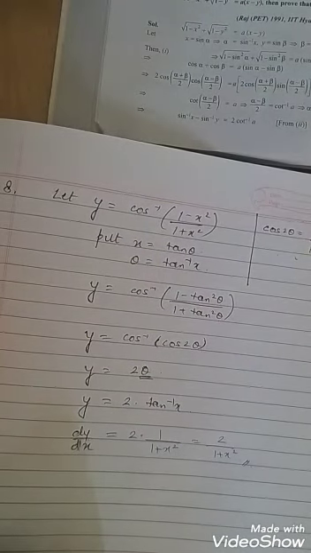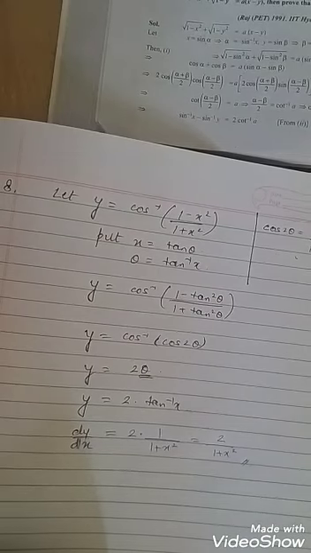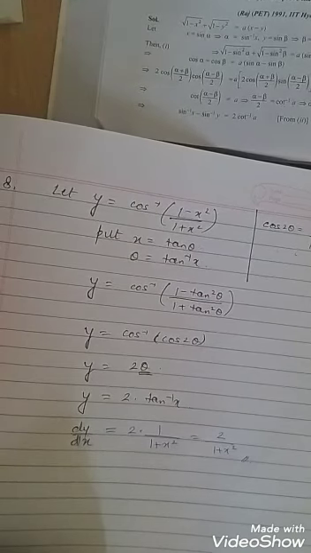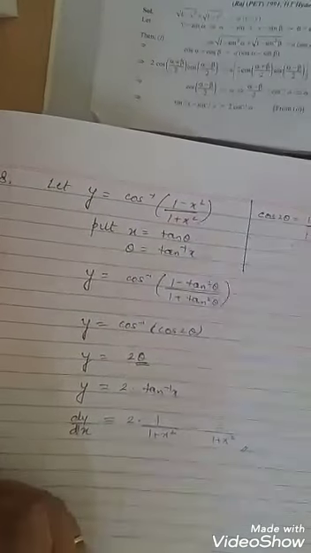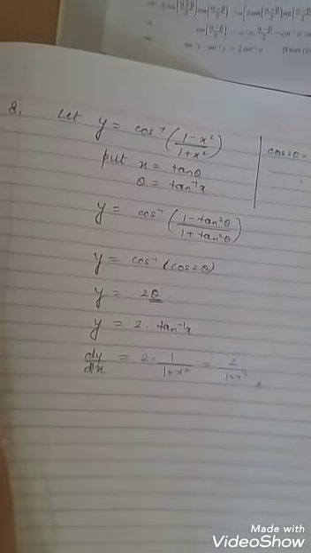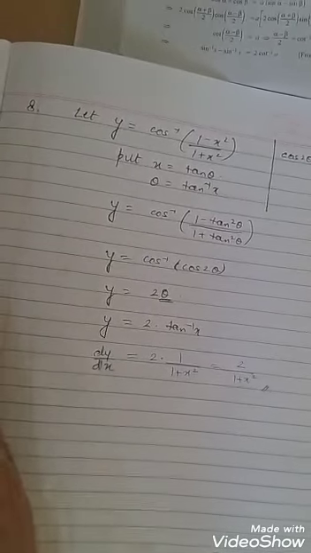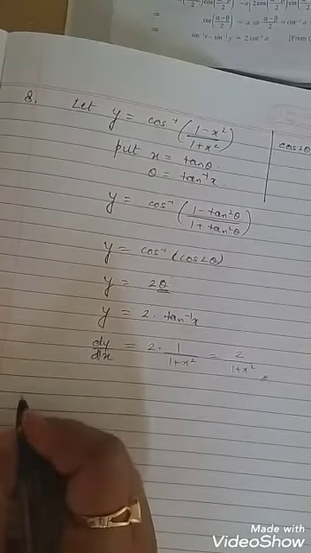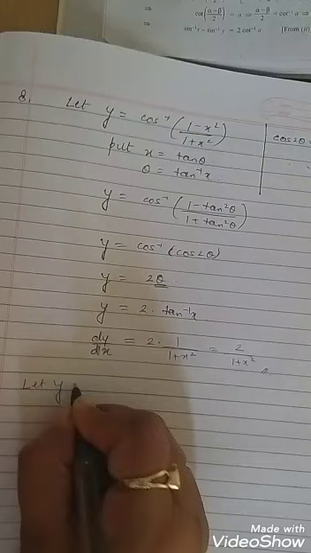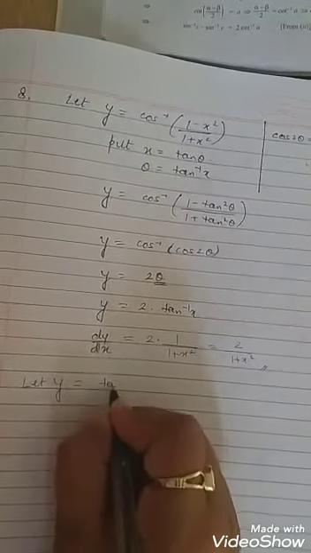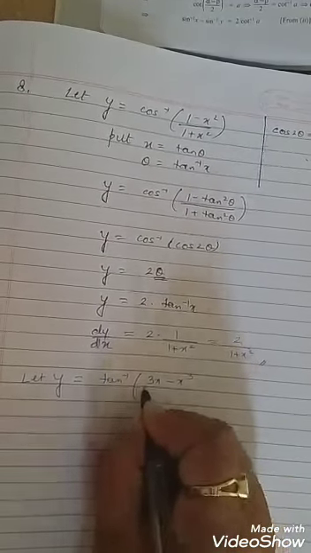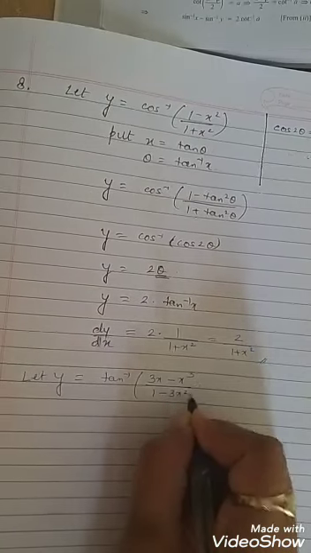One more question from your exercise. It's question number 9. Okay, we'll see question number 9. Let y equal tan inverse of (3x minus x cube) upon (1 minus 3x squared).